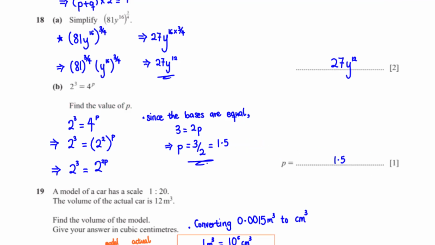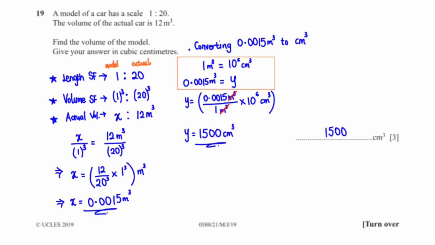A model of a car has a scale 1:20. The volume of the actual car is 12 meters cubed. Find the volume of the model. Give your answer in cubic centimeters. So from the question, we've been given the linear scale factor as 1:20, and we've been given the volume of the actual car as 12 meters cubed.